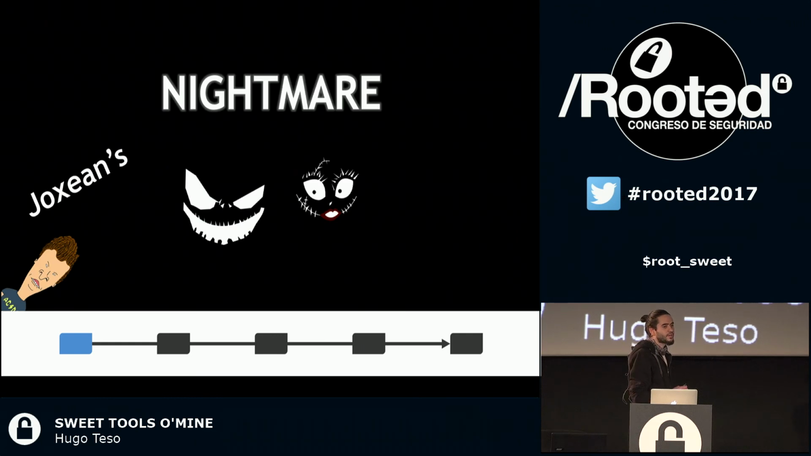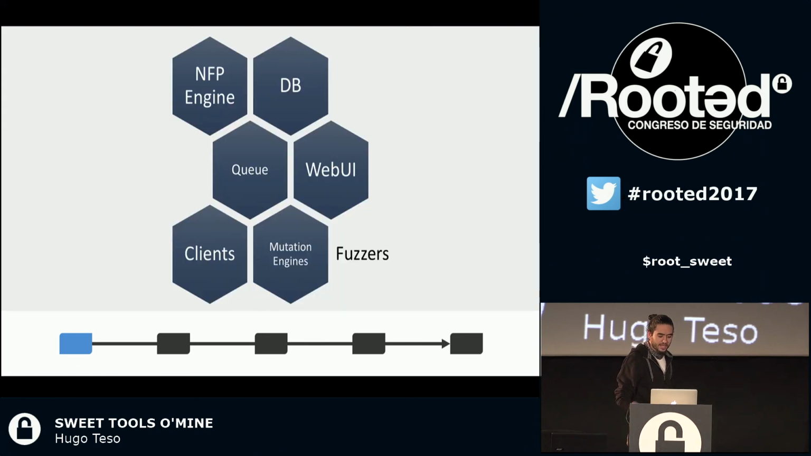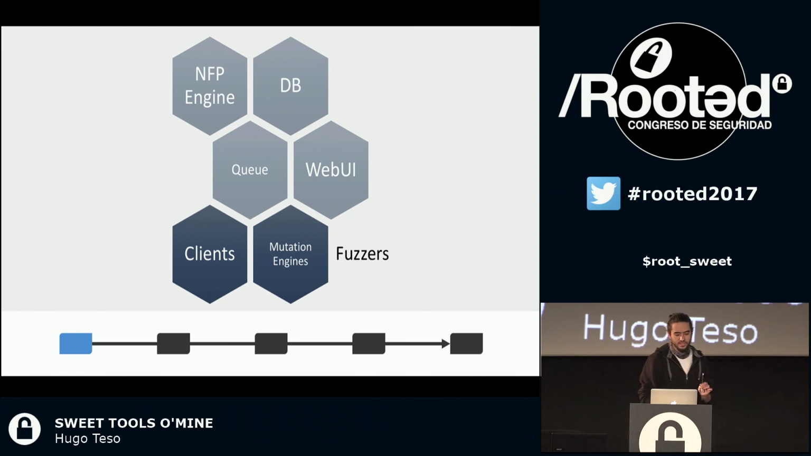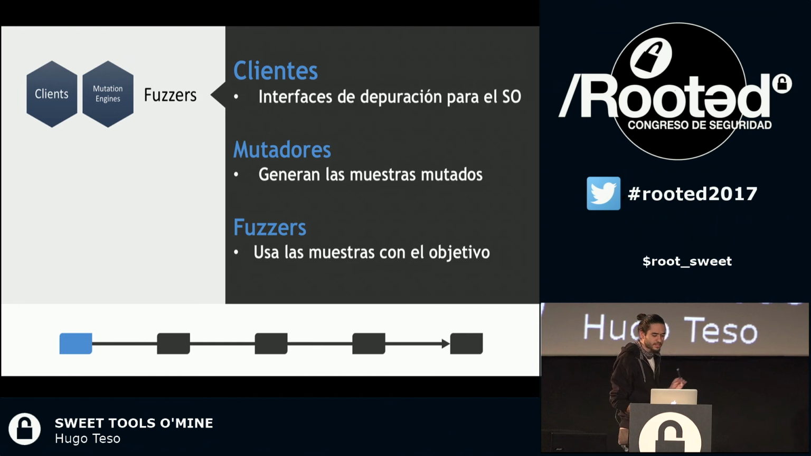So what did I do? I don't want to put together an entire program, but I need a different fuzzer. So I paid attention, and when Joxean released Nightmare, I took a look at it. I realized that Nightmare is not a fuzzer as such. It is a framework, an environment to do fuzzing, comprised of different components. Most of them are very useful. I'm not touching them, but the others, clients and mutation engines and fuzzers themselves, I'm interested in. So let's take a look.